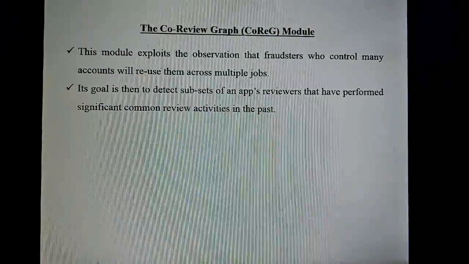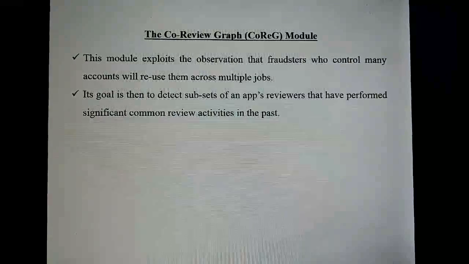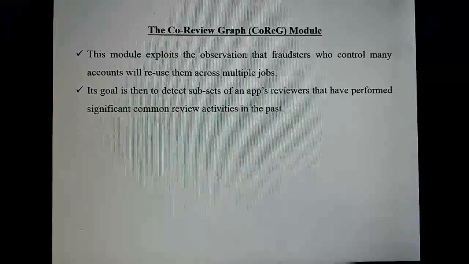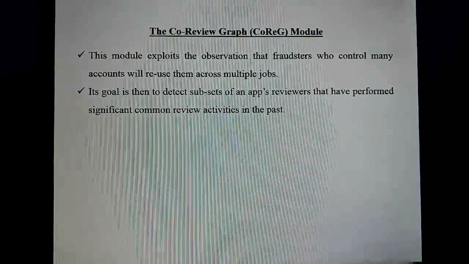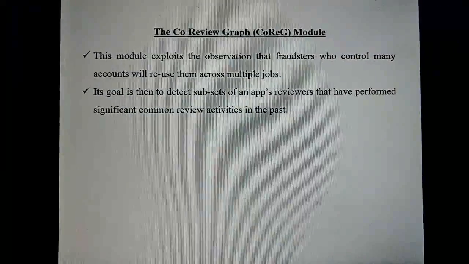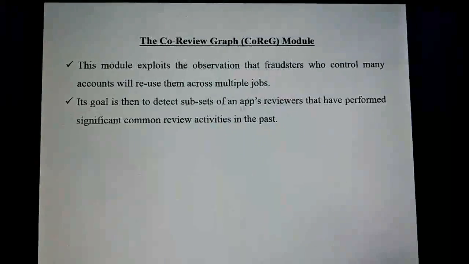The third module is the co-review graph model. This module exploits the observation that fraudsters who control many accounts will reuse them across multiple jobs. Its goal is then to detect subsets of an app's reviewers that have performed significant common review activities in the past.